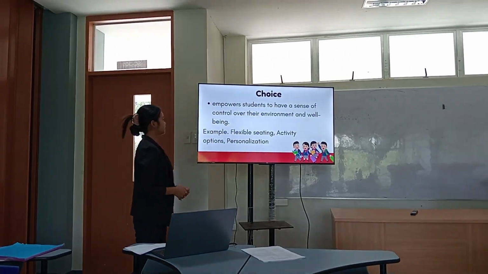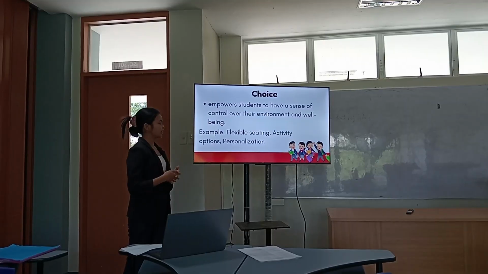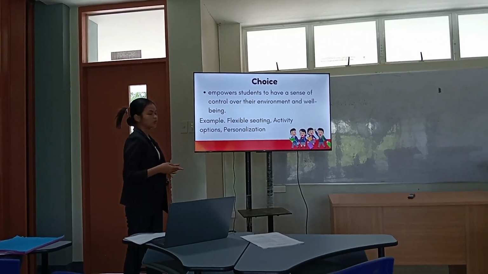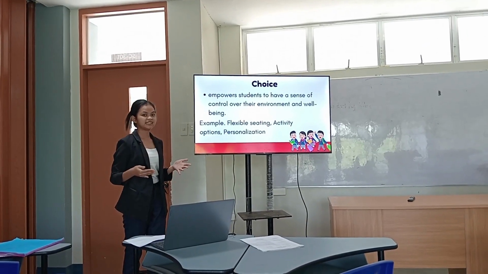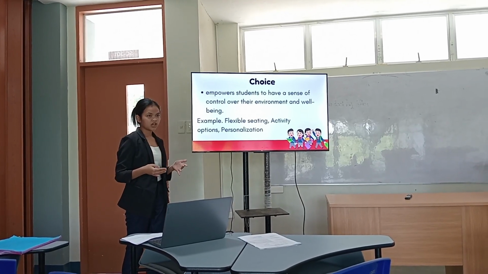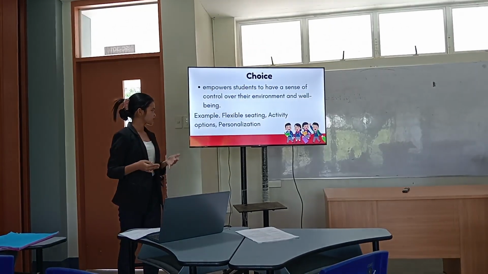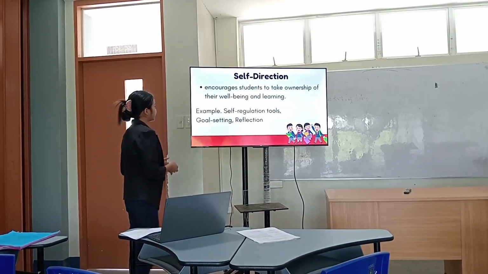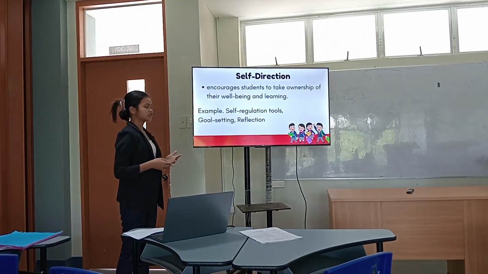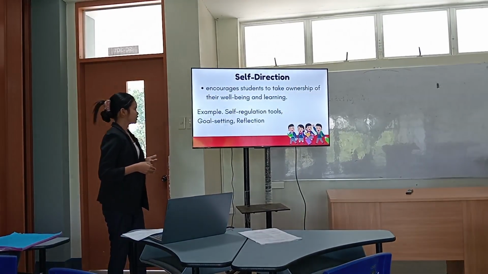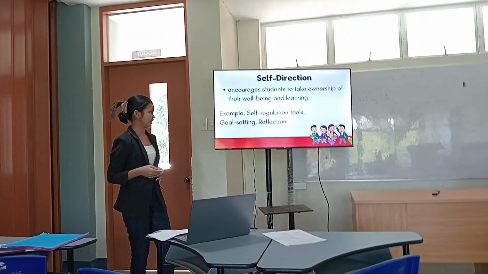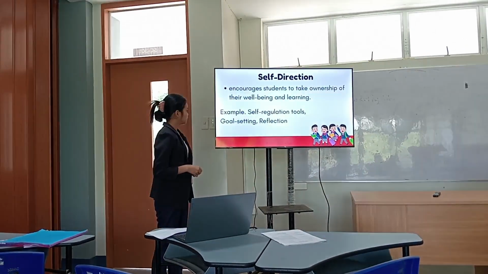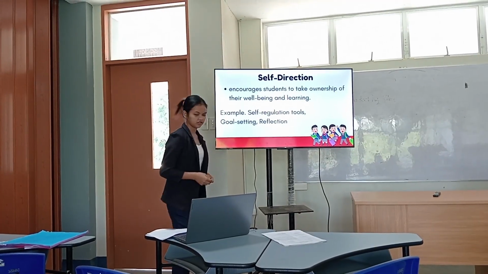The next element is choice. It empowers students to have a sense of control over their environment and well-being. For instance, flexible seating or comfortable furniture, activity options, and personalization. And lastly, self-direction. Self-direction encourages students to take ownership of their well-being and learning. Examples of this element are self-regulation tools, goal setting, and reflection.